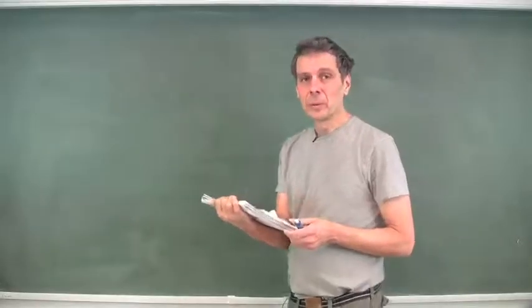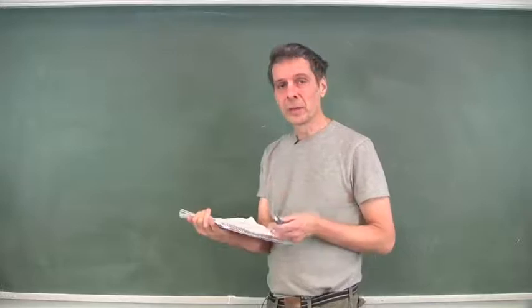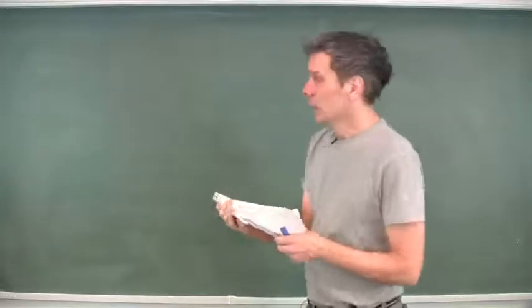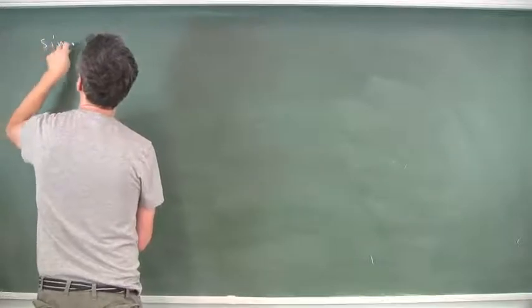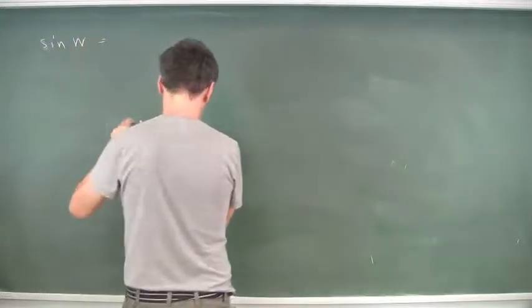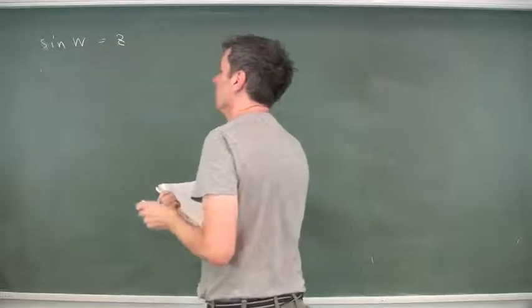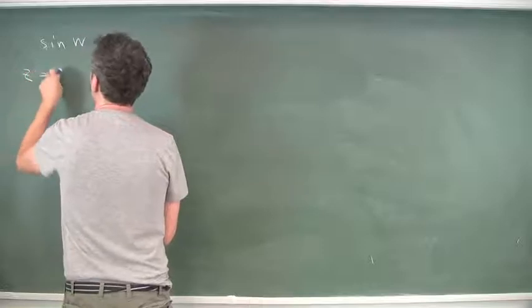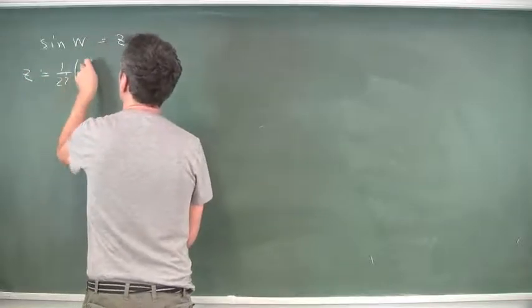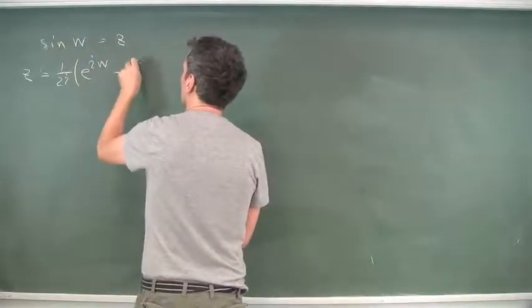So the next example we want to consider is the inverse sine function. Actually, you can do the same thing for the other trigonometric functions, but I take this one as an example. So what we want to do is to solve the equation sine of w is equal to z. And remember, the sine function can be written as 1 over 2i times e to the power iw minus e to the power minus iw.